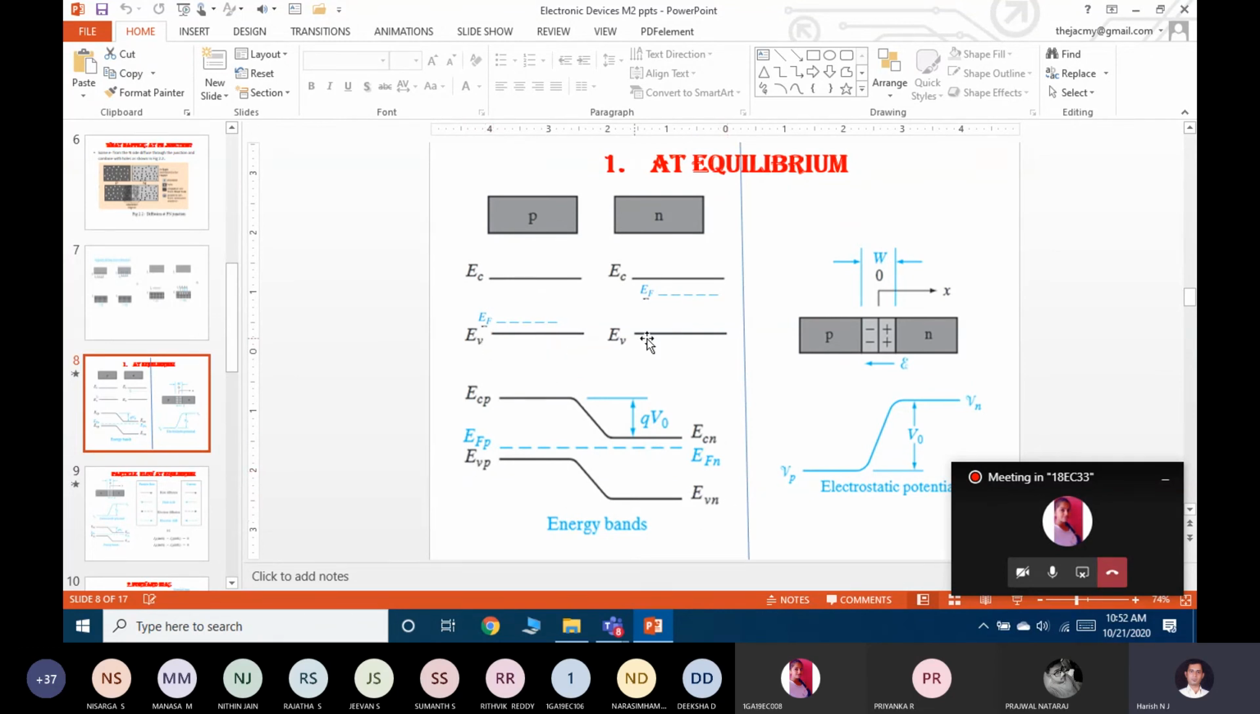Instead of writing a straight line, why am I using the curved line here? Conduction band energy is higher in p type. Right, sir? It is higher than the n type, sir, the conduction band energy level.